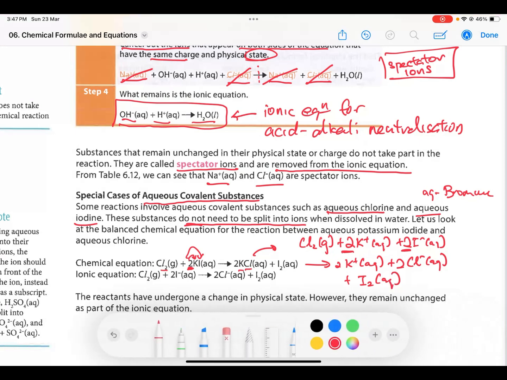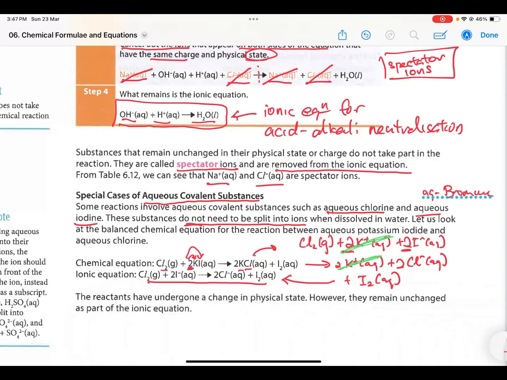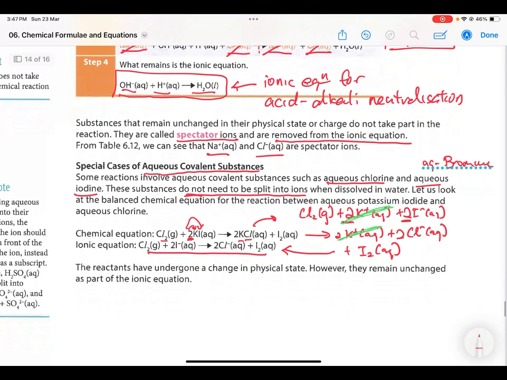Where are my spectator ions? I'm going to use green to cancel. Cl2, don't have. Oh, K plus. Yes, K plus can cancel, because it is exactly the same in the reactant and product. The rest cannot. Once I strike out those two, which are my spectator ions, you will realize it simplifies into this ionic equation. This is how you go about doing ionic equations.